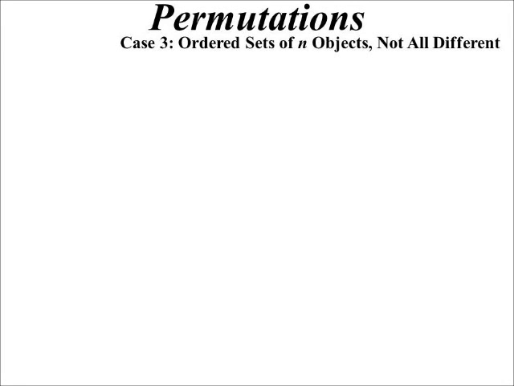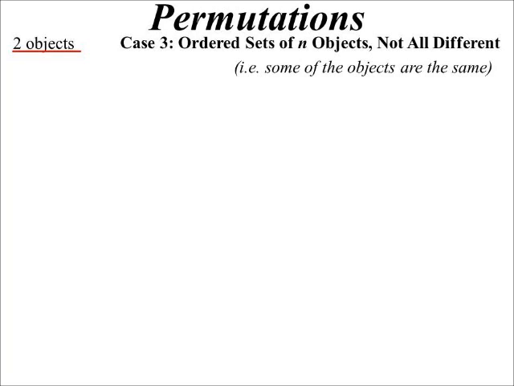Next case of permutations that we look at. So the third case. This time we've got n objects. We're going to use them all, but they're not all different. So some of the objects are the same. Now, let's investigate this by narrowing it down to the simplest case that we can.